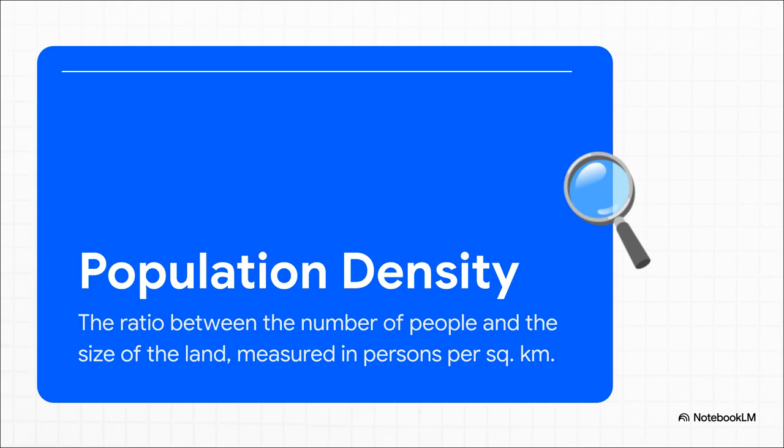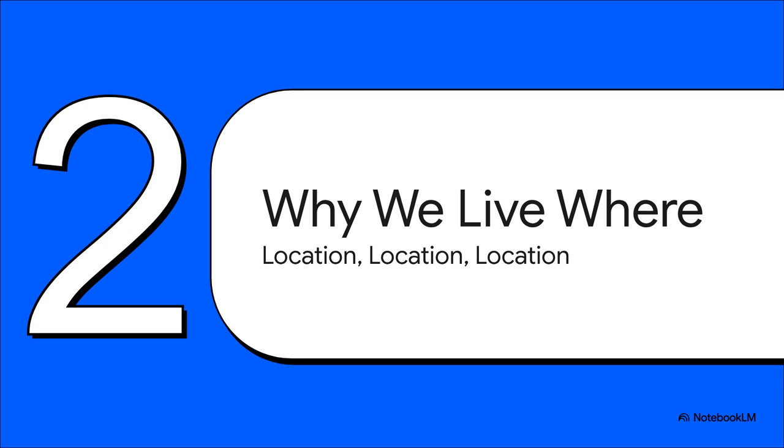Okay, and then we have density. This is basically how we measure crowdedness. Simple as that. You just take the number of people and divide it by the amount of land. So a place with super high density is like downtown Tokyo. Tons of people packed into a small area. And super low density, think the massive wide open spaces of Siberia, where you could walk for days and not see another soul.